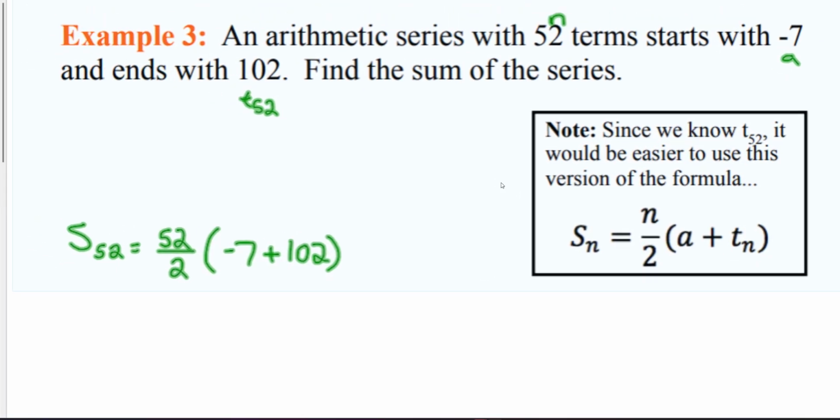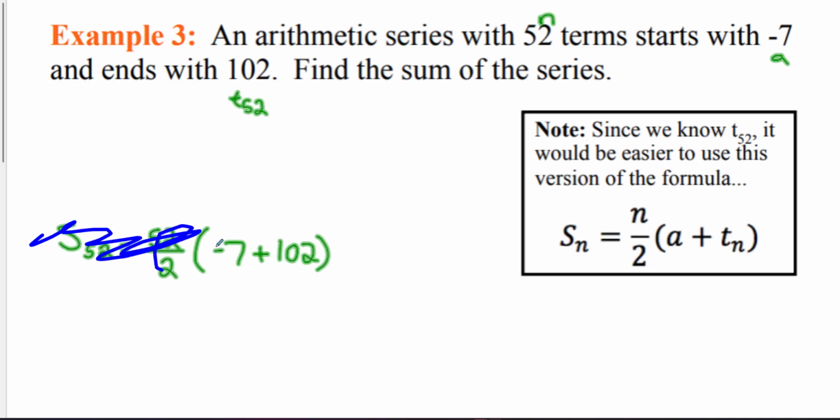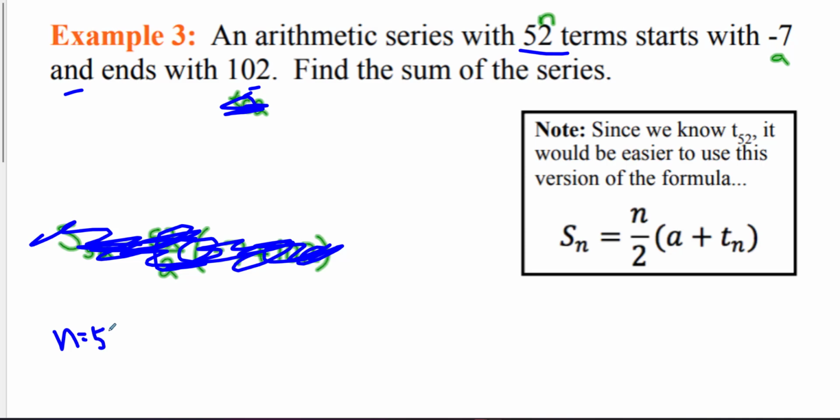Okay. Here we have an arithmetic series with 52 terms, with -7 as the first term and the last term as 102. Find the sum of the series. All right, how do we do this? Well, we know that the total terms in the pattern is 52. So I know my n value is 52 because we're trying to add up every single term. So we're adding all the terms from the first term all the way to the 52nd term.